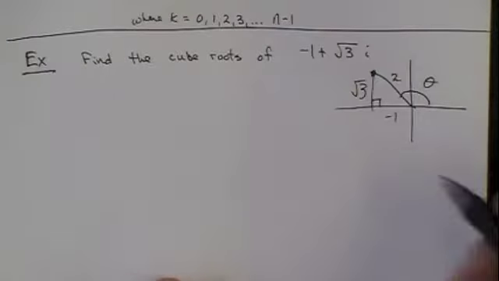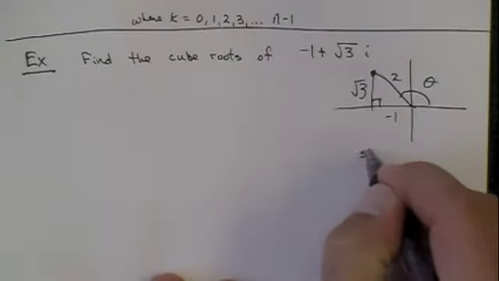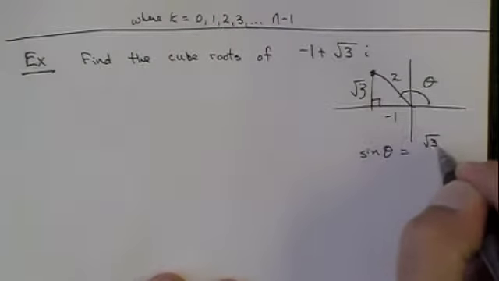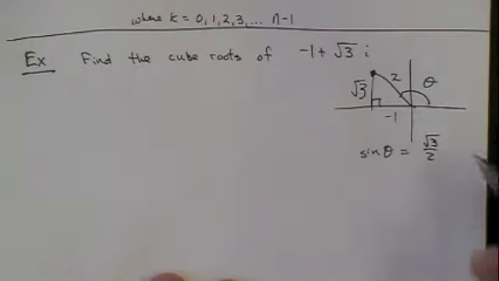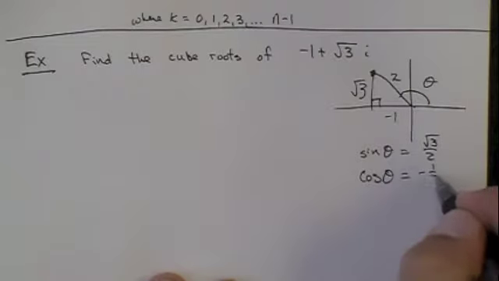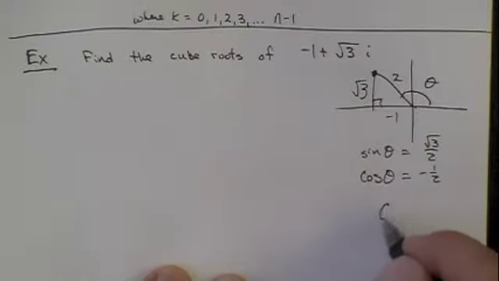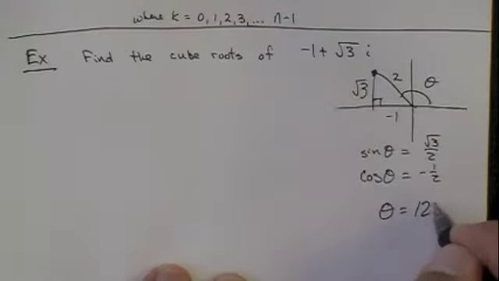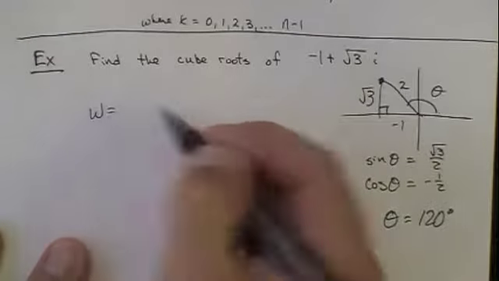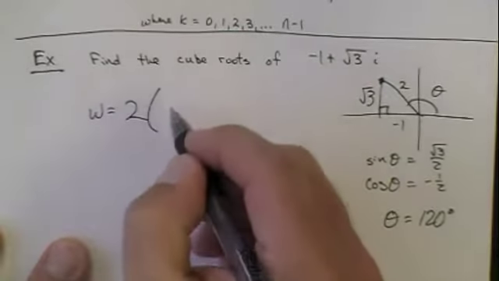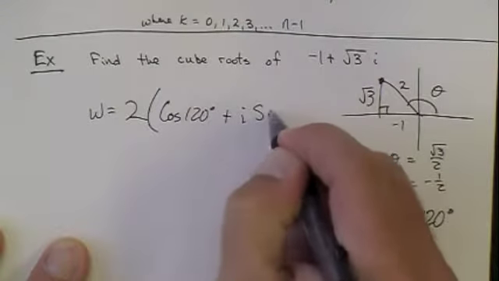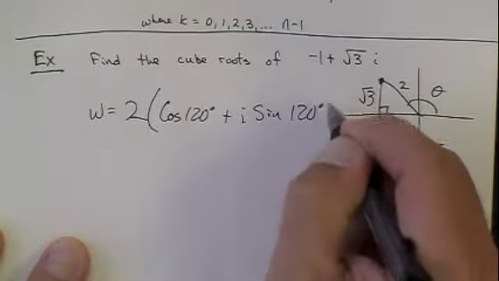and this is our angle theta that we're looking for. So we can either use sine of theta equals square root of 3 over 2 to find this, or cosine of theta is equal to -1/2. We find that our angle is 120 degrees, and we have our radius of 2. So now if we're going to write our complex number w, we have 2 times cosine of 120 degrees plus i times sine of 120 degrees.